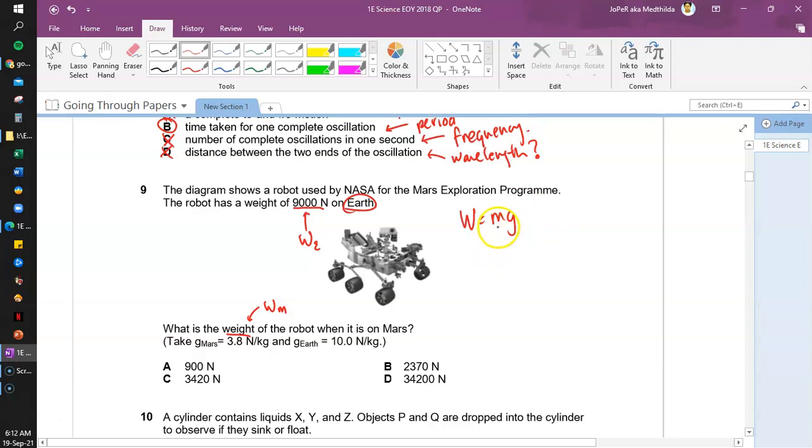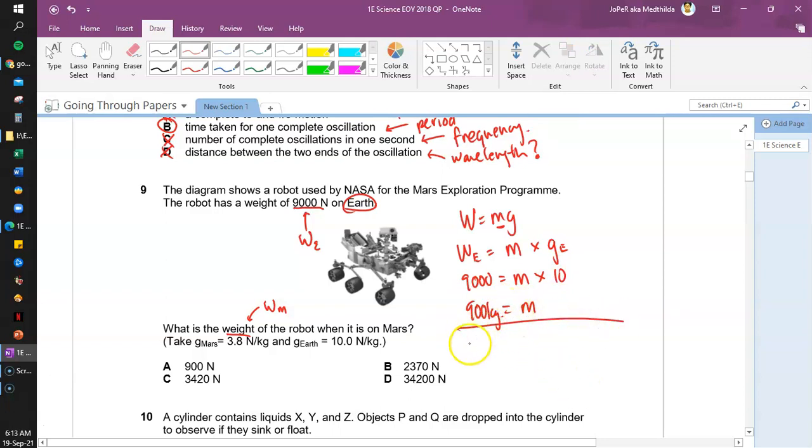Second thing, we need to know that the mass of the robot will be constant on Earth and on Mars as well. The mass wouldn't change when they're on different planets. So therefore, let's find the mass of the robot. Weight on Earth is equal to the mass of the robot multiplied by the g of Earth. The weight of the robot is 9,000. The mass is the one that we want to find. G of Earth is, we have over here, 10. So the mass is actually 900 kilograms.